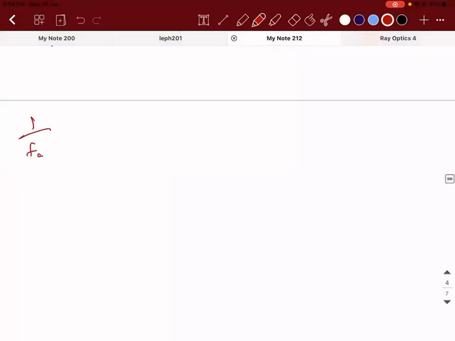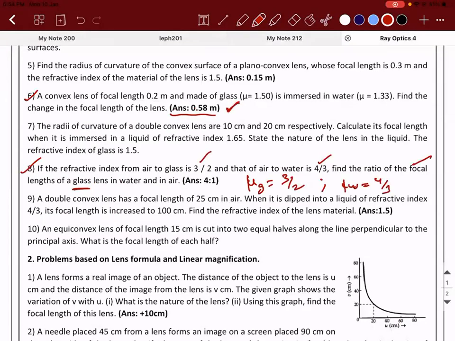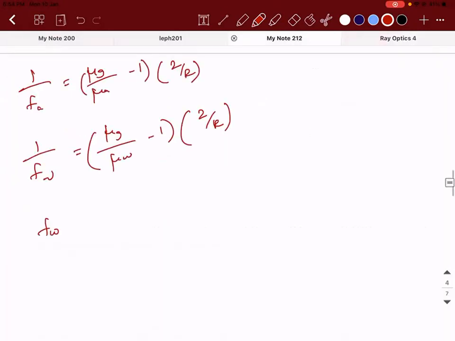1 by focal length in air is equal to refractive index of glass by refractive index of air minus 1, into 2 by R. So 1 by FW is equal to refractive index of glass by refractive index of water minus 1, into 2 by R. So what did they ask? Find the focal length of glass lens in water to air. So FW by FA is what I need. So you need to divide the first with second.